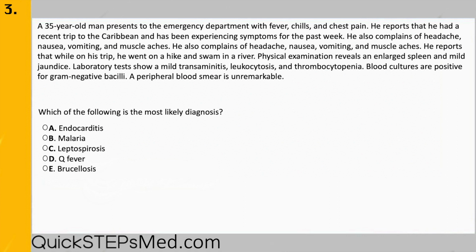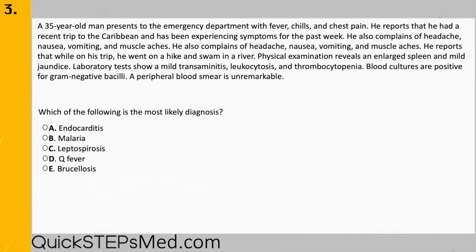Physical examination reveals an enlarged spleen and mild jaundice. Laboratory tests show a mild transaminitis, leukocytosis, and thrombocytopenia. Blood cultures are positive for gram-negative bacilli. A peripheral blood smear is unremarkable. Which of the following is the most likely diagnosis? A. Endocarditis, B. Malaria, C. Leptospirosis, D. Q fever, or E. Brucellosis.